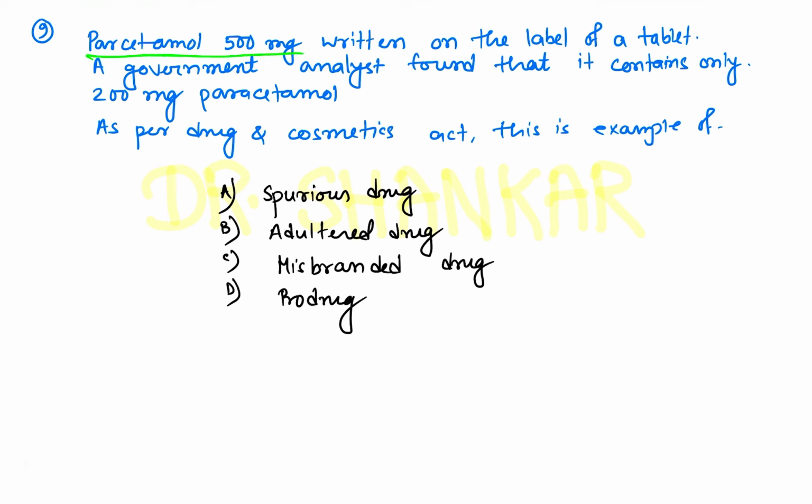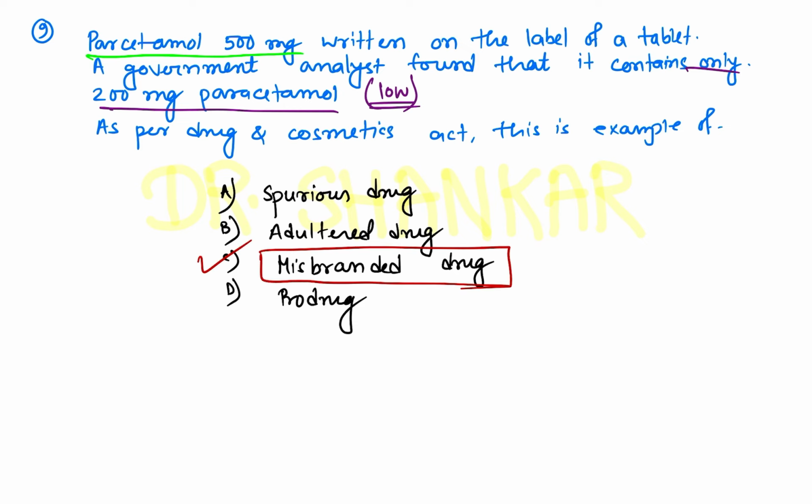Paracetamol 500 milligram is written on the label of a tablet, but a government analyst found that it contains only 200 milligram paracetamol. So the label says 500 milligram, but it contains only 200 milligram, meaning the actual drug content is low. As per the Drugs and Cosmetics Act, this is an example of a misbranded drug.